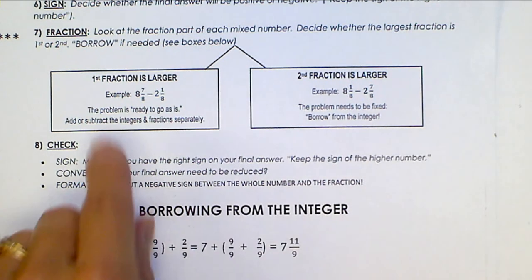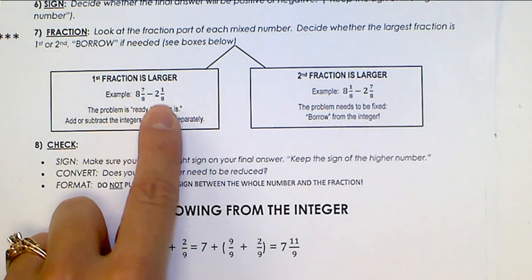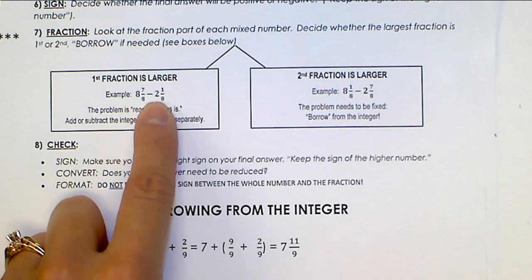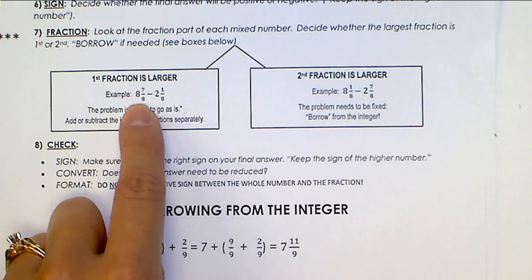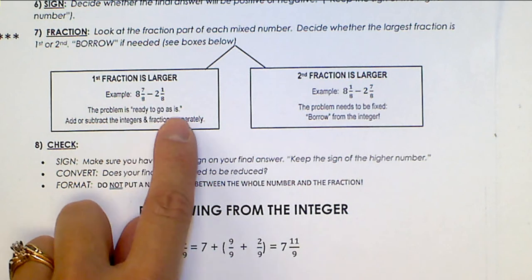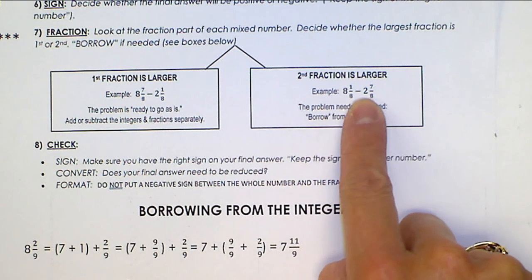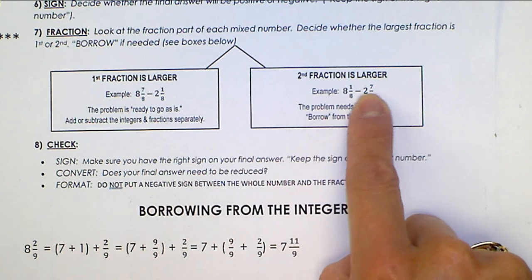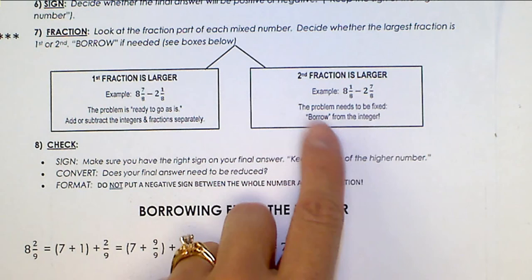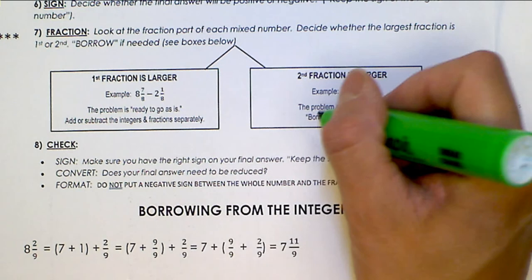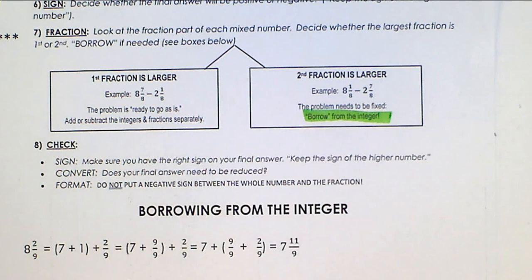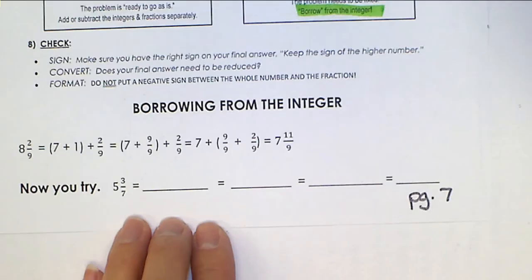So here's an example. If we were subtracting these two numbers, we would do 8 minus 2 with no problem, and 7/8 minus 1/8 would work. So this problem is ready to go as is. But if we had an example like this, where the 8 and the 2, those are written correctly because 8 minus 2 will go first, but we cannot do 1 minus 7. So this is an example where we're going to need to borrow from the integer, and we're going to talk about borrowing today. So the first thing I wanted to show you is how to do the borrowing.